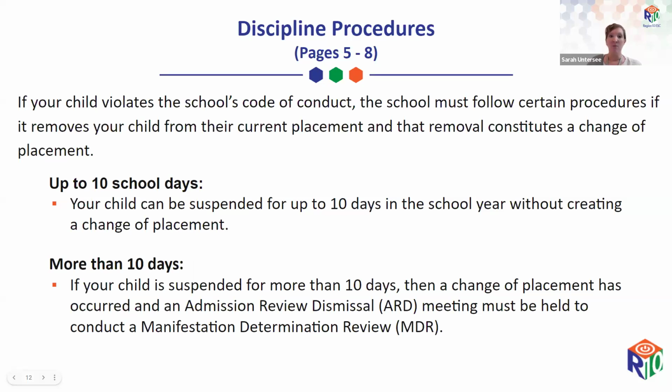From pages 5 to 8, we start talking about discipline procedures. So if your child violates the school's code of conduct, the school must follow certain procedures if it removes your child from their current placement and if that removal constitutes a change of placement. So for up to 10 school days, your child can be suspended during the school year, and that does not create a change of placement. For more than 10 days, if your child is suspended, then a change of placement has occurred, and an admission, review, dismissal, or ARD meeting must be held to conduct what's called a manifestation determination review, or an MDR.